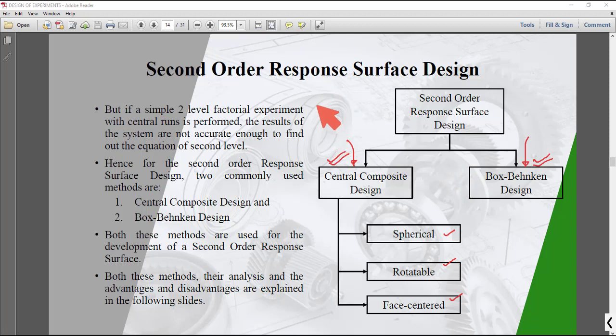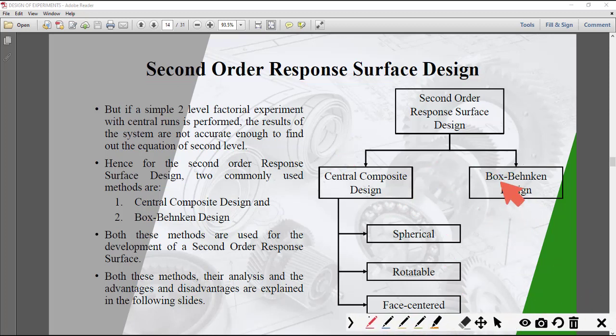Basically, whenever you are creating a second order response surface design, there are two important ways in which you can create it, and those two important ways are central composite design and Box Behnken design. These are the names of the researchers, mathematicians and statisticians, Box and Behnken, who came up with this method.